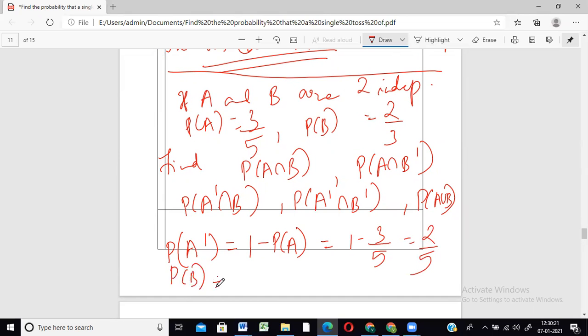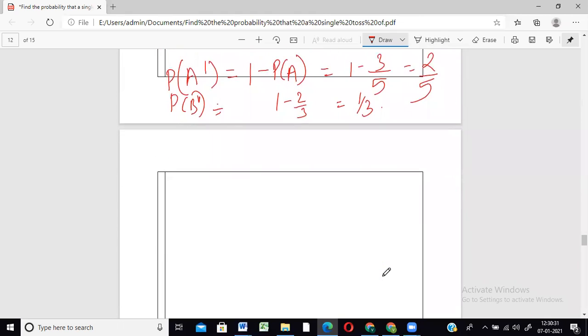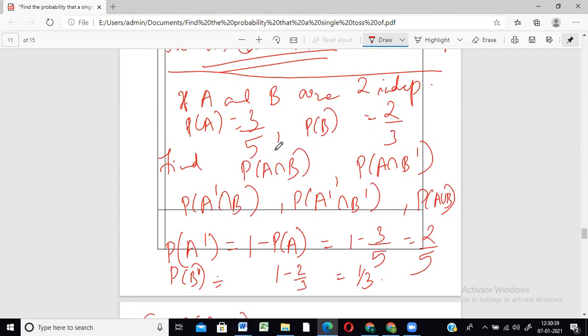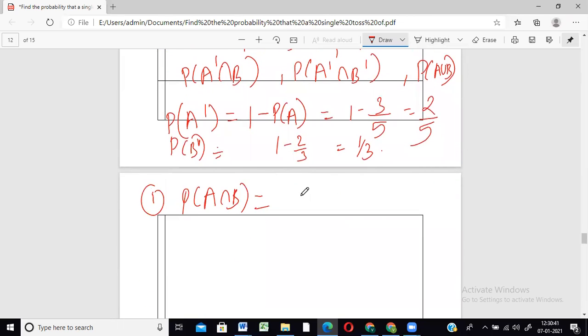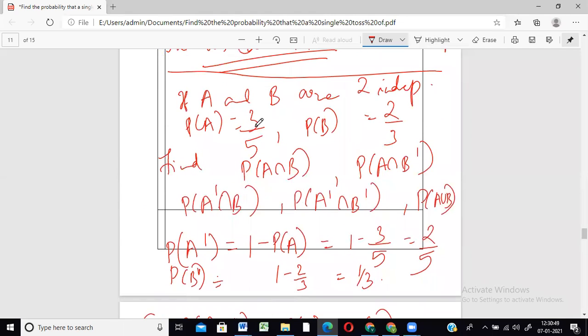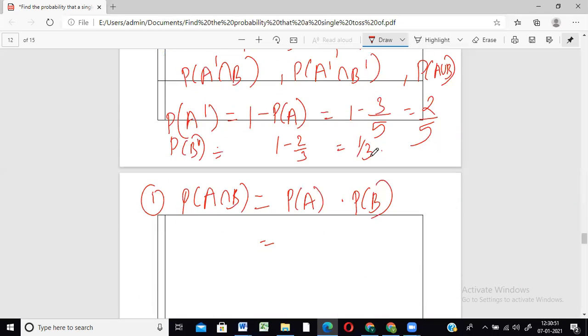Probability of B complement will be 1 minus probability of B, that is 1 minus 2 by 3, which is equal to 1 by 3. Alright. Now, what is the first one? Probability of A intersection B. A and B are independent events, so according to the formula, probability of A intersection B is probability of A into probability of B. A is 3 by 5, B is 2 by 3. When you multiply both, you get 2 by 5.